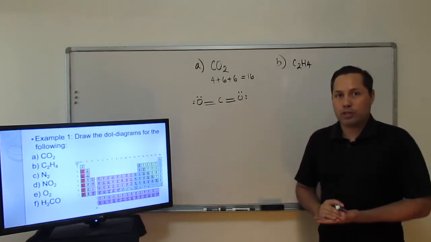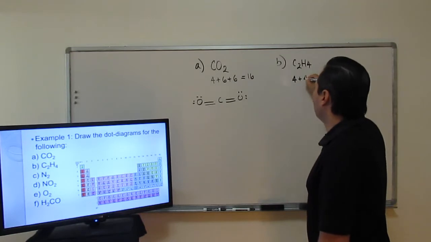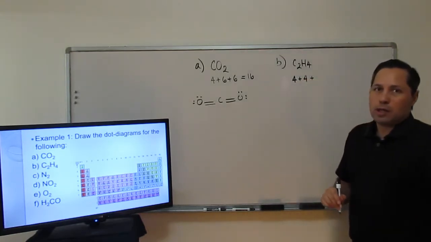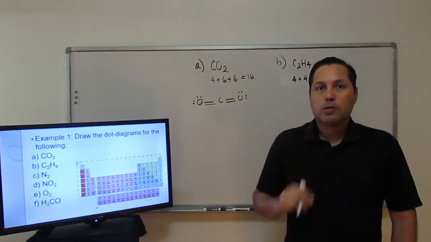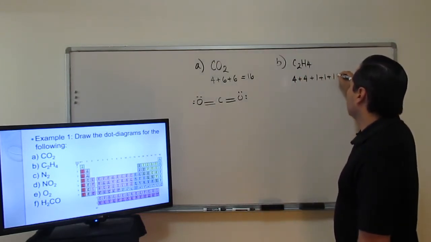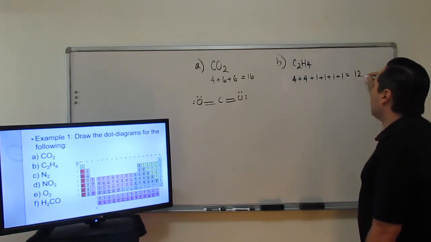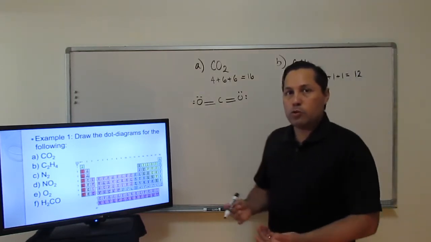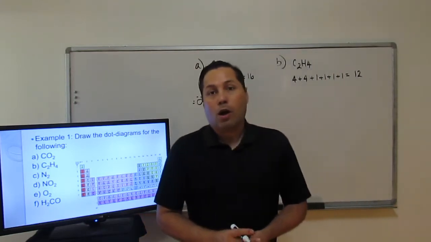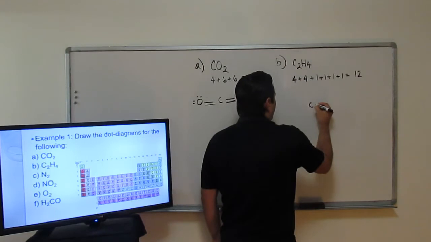Carbon is in column 14, so it's got 4 valence electrons, and there's 2 of them. And hydrogen is on the very first column, so it's got 1 valence electron. There are 4 of them. So for a grand total, that's going to give me 12 valence electrons for this whole Lewis dot structure. Alright, so I'm going to begin with the central atom. There's 2 of them, but it's carbon who's our central atom.